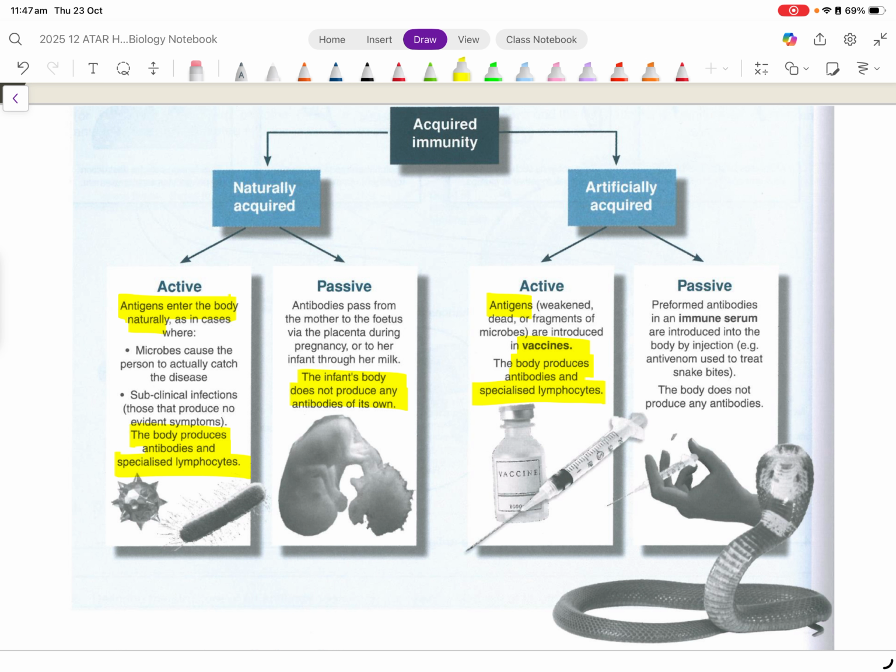Finally, we have artificial passive immunity. So for instance, the example here is immune serums that we can introduce, such as antivenom, to treat snake bites. Now the body in this instance doesn't need to produce any antibodies whatsoever. The immune serum itself is actually simply antibodies that are going to fight off that venom.